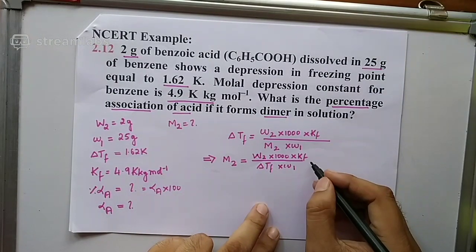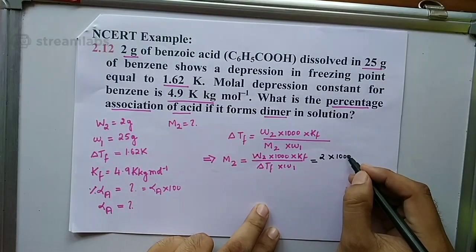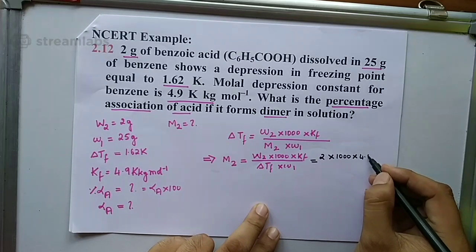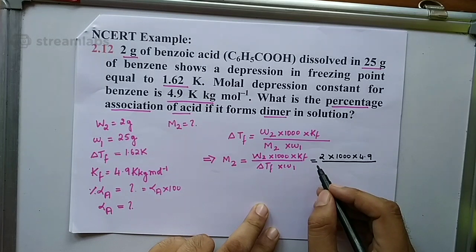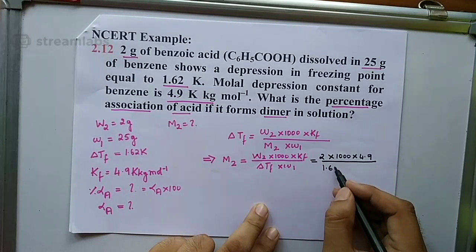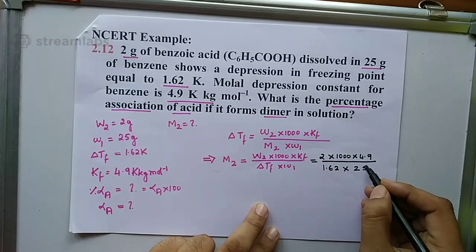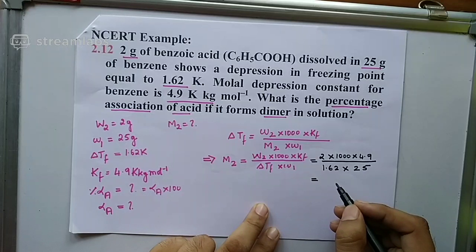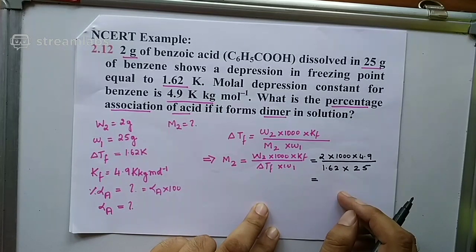W2 is equal to 2 grams multiplied by 1000 divided by KF value 4.9, divided by delta TF value 1.62 multiplied by W1 value 25. Students, using a calculator you can calculate the value of M2 that you are going to determine experimentally.